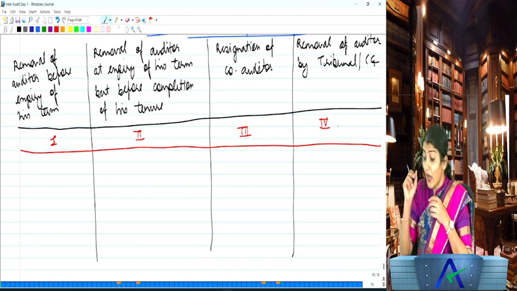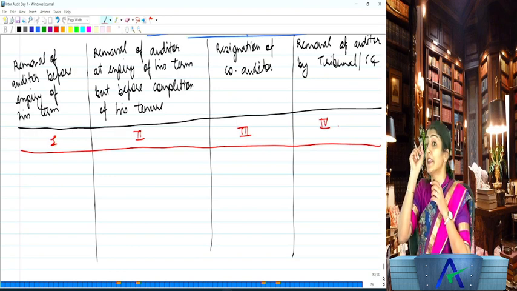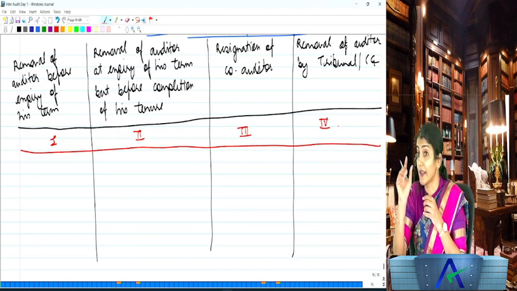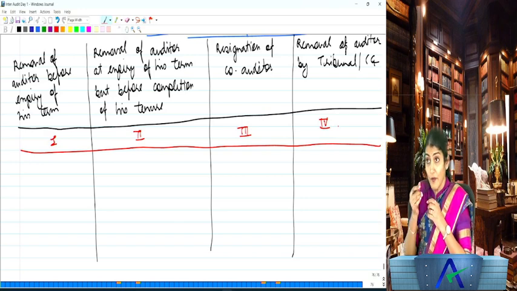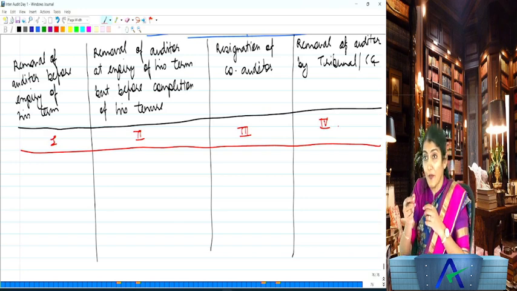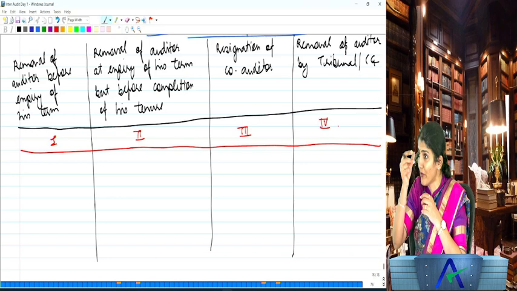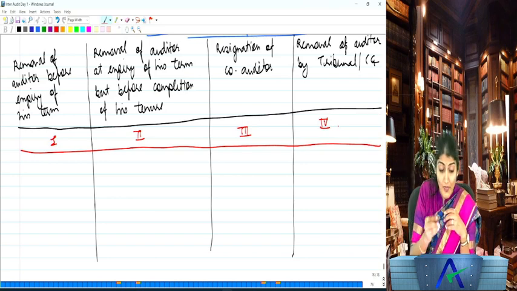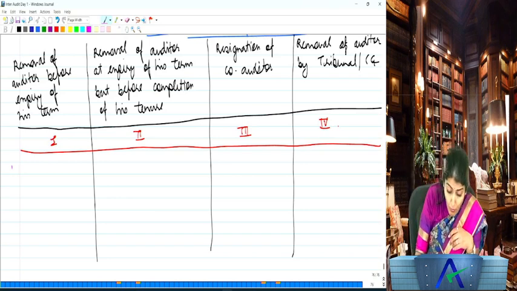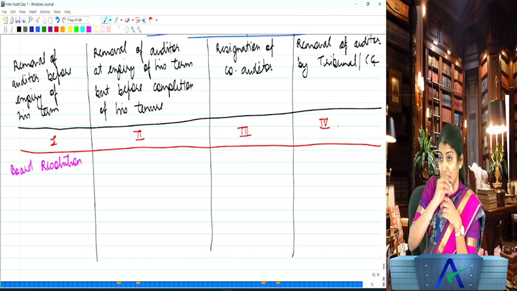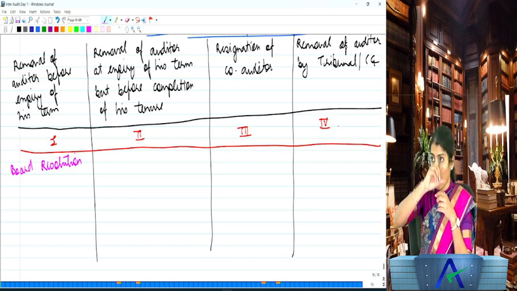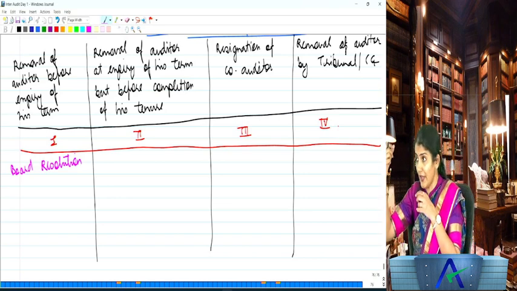Okay, so now company is saying, okay, right now I want to remove the auditor in the next 1 hour. Right, so now there has to be a trigger point, no? There has to be a starting point for the removal of the auditor. Right, so now what does it say? A board resolution has to be passed. You understand board meeting? There are two types of meeting, no? General meeting and board meeting. Board meeting is of the board of directors and general meeting is of the shareholders.